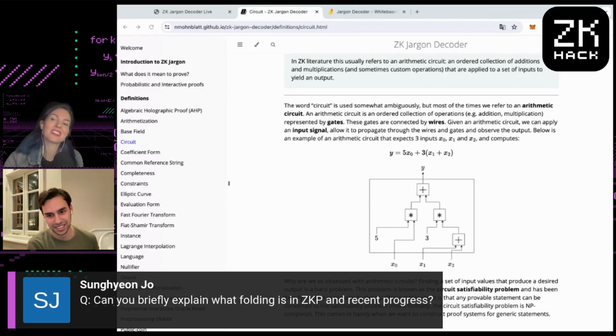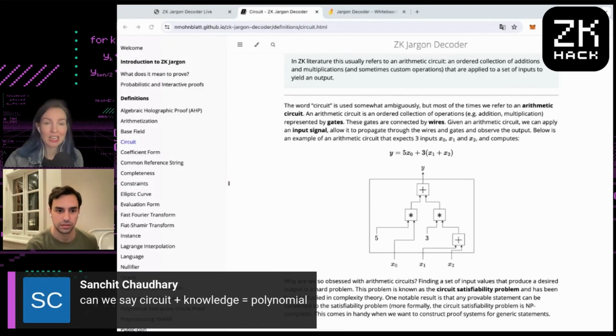Someone asked, and we actually have a bunch of questions around the polynomial stuff we were talking about. So can we say circuit plus knowledge equals polynomial? Ooh, no, because you could have circuit polynomials, but no knowledge. You could have a polynomial IOP, for example. So we're back to polynomial land.